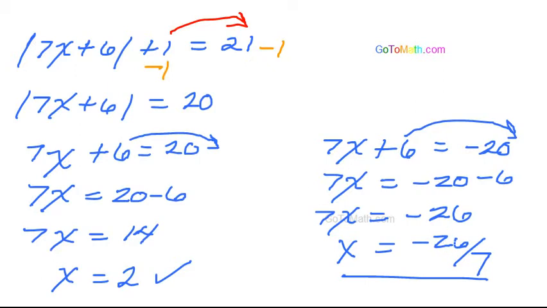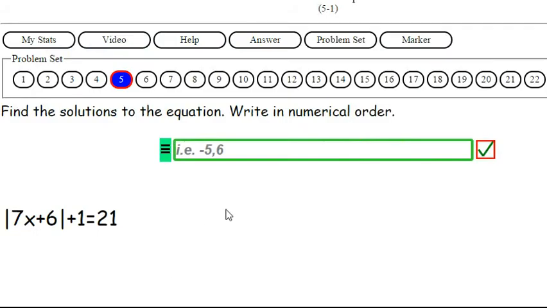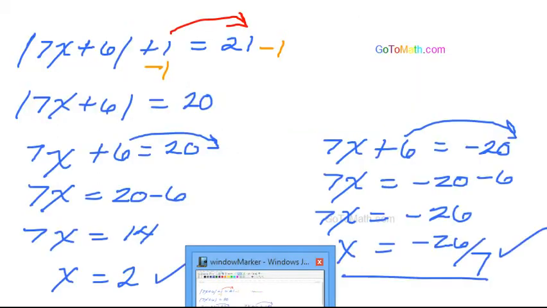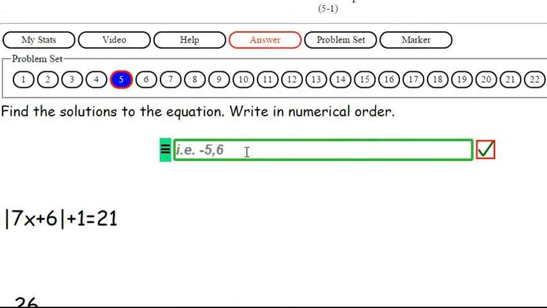And of course you can take the -26 over 7 and plug it in. So the 7's will cancel out. We'll be left with -26 plus 6 is -20, but when you take the absolute value of -20, you get +20, and 20 plus 1 is 21. So it looks like these two check out. So let's go back to the web page. -26 over 7 and 2. Or you can plug it in right up here.